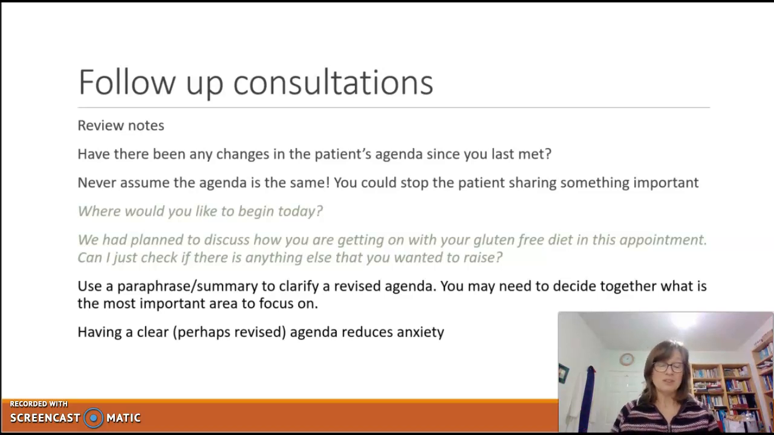When they've presented what they want to discuss, use a paraphrase, summarize it. So make sure you've got that agreed agenda to go forward. And just remember that a revised agenda could really reduce anxiety in the patient. If they're very concerned about something and you ignore it, they're going to remain anxious.